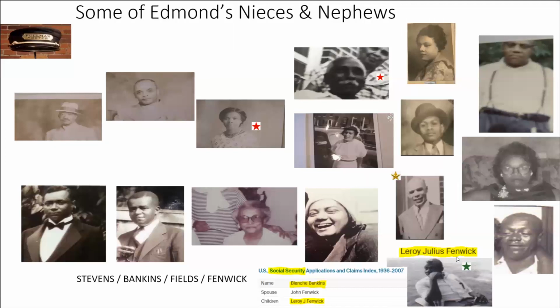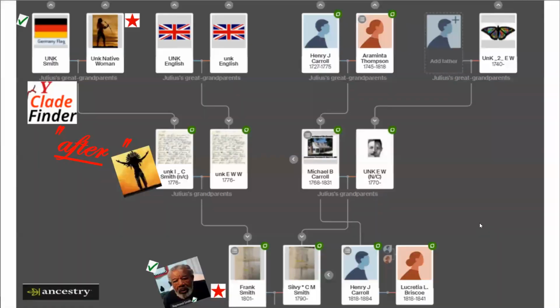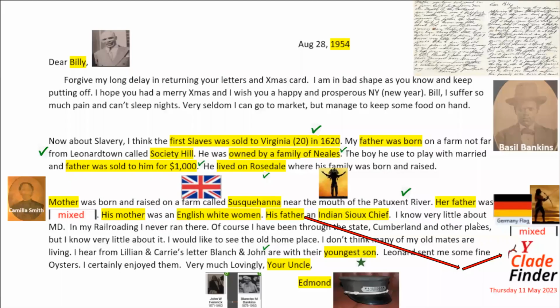And we found information that showed them all together, Blanche Brankins, John Fenwick, and Leroy Fenwick, all in St. Mary's County together. So again, almost in every instance, we were able to find information and things to backstop and validate the information that Edmund wrote in that letter in 1954. The Y-DNA helped us to make that one critical update in the family tree. But other than that, we think that this 1954 letter is golden, just like the 1910 letter was.